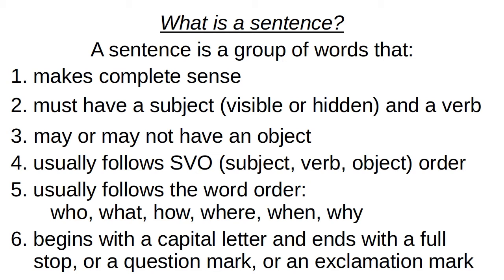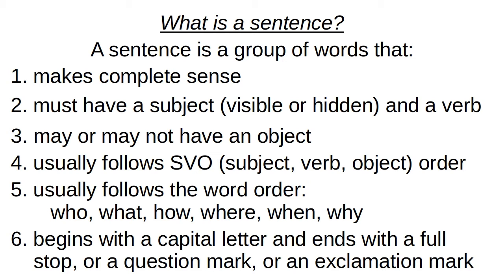Anyone? Yes, a group of words. Exactly. So a sentence is a group of words that must have a subject and a verb. The subject may be visible or it may be hidden, and it has a verb. A verb is compulsory. Without a verb, a sentence cannot be formed. So you may call a verb the heart of the sentence. A sentence must have a verb.